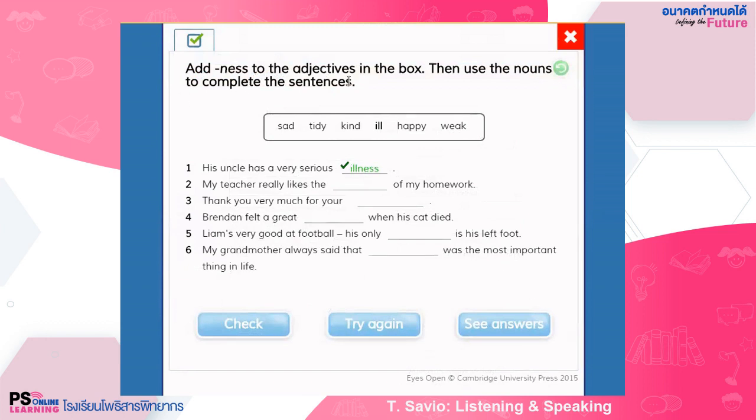Add ness to the adjectives in the box. Then use the nouns to complete the sentences. Number 1 has been done for us. His uncle has a very serious illness. My teacher really likes the tidiness of my homework. Tidy, tidiness.